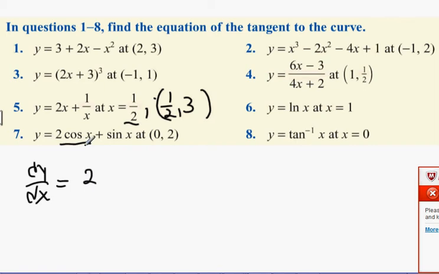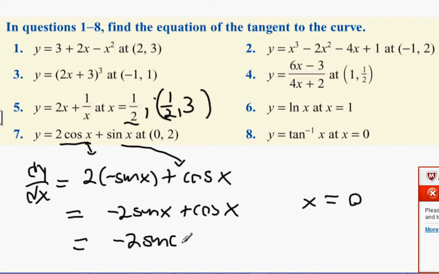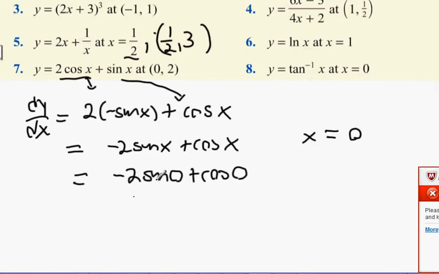What happens to cos x? It turns into minus sin x. And the sin x will turn into a cos x. So you have minus 2 sin x plus cos x. Upon completion of that, what you then have to do is insert x equals 0. Minus 2 sin 0 plus cos 0. And what is sin 0? Nothing. Cos 0 is 1. Your slope therefore equals 1.